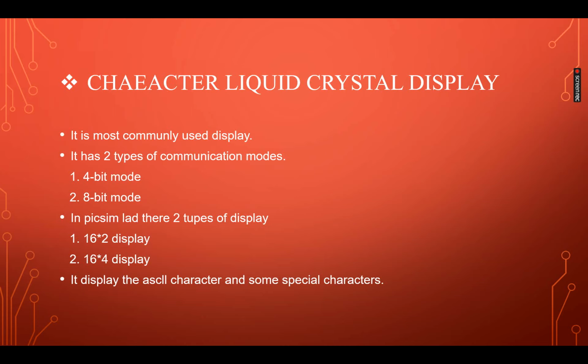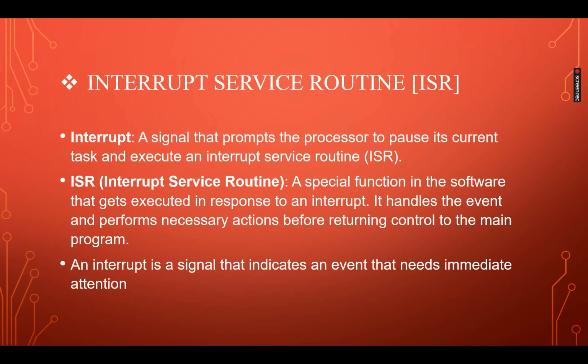In PICSimLab, there are two types of CLCD displays to implement the project: first 16 into 2 display and 16 into 4 display. Basically, 16 into 2 display contains 16 columns and 2 rows, and 16 into 4 display contains 16 columns and 4 rows. It displays alphabetical and numerical characters and some special characters also.